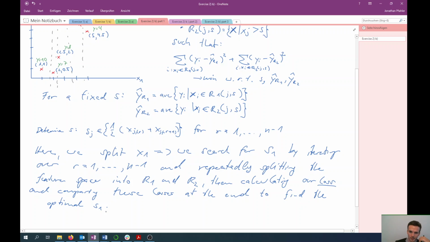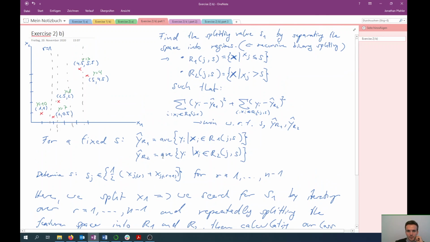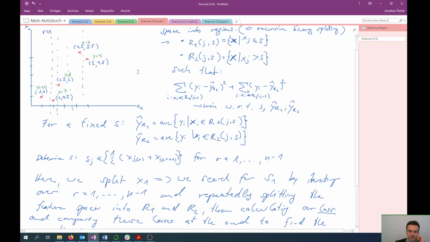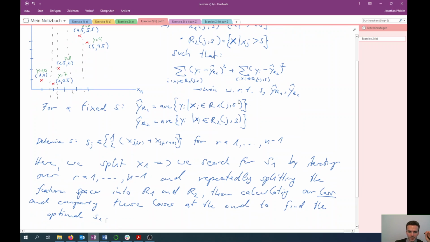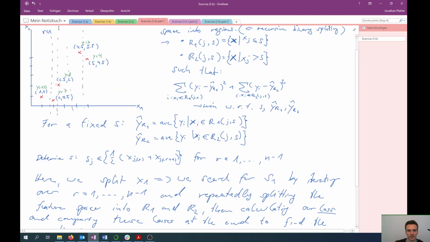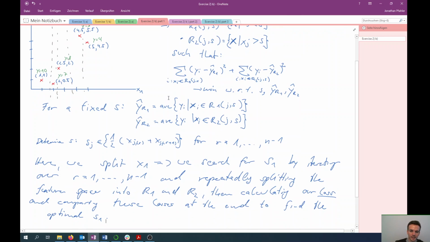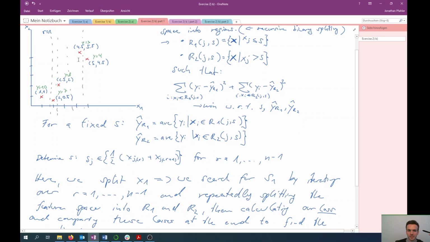Okay, so that's basically what I already said. We split in this binary fashion the feature space in two parts. At every split, we calculate our loss using this loss function here. Then we save that. Then we take the next split, calculate the loss, the next split, calculate the loss until we are done. And then at the end, we look at which split we have the smallest loss, and then we look at what s we had at this split, and then we use that as our optimal s. Okay.